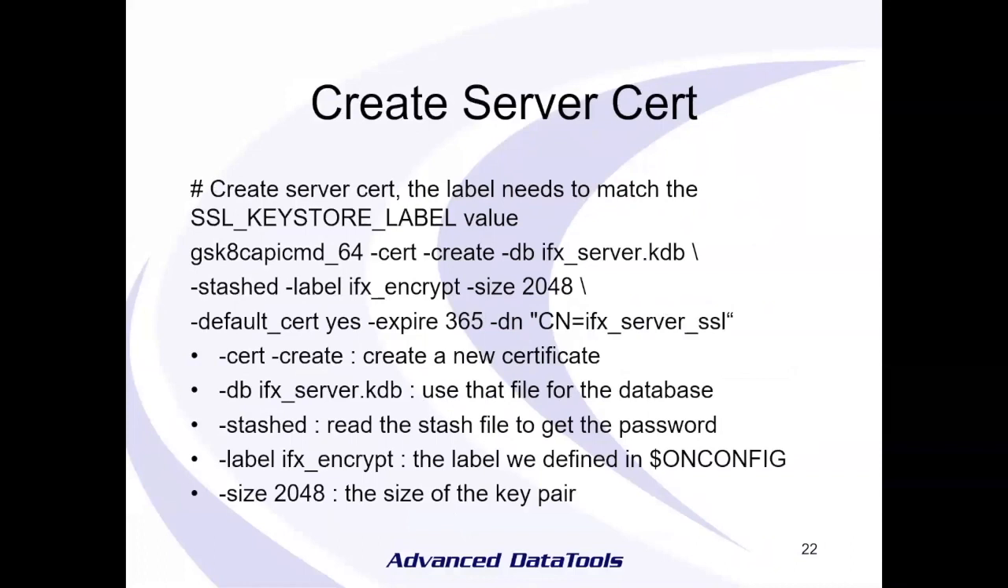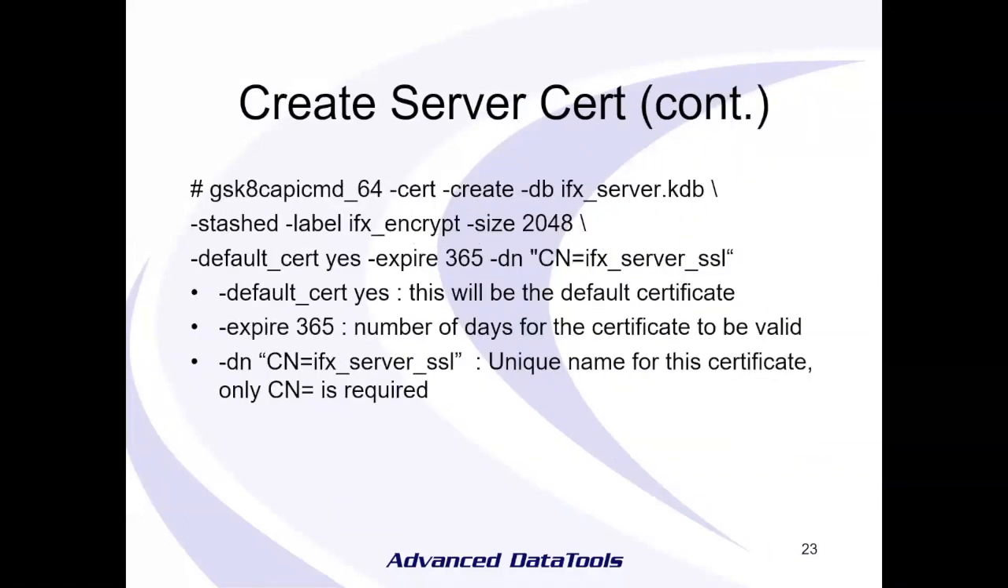The next one is default cert. So if you're dealing with multiple certificates in a key store, you probably want to make sure one of them is the default. The default is only used if you don't have a label defined in the onconfig. So if you've forgotten to do that, it'll pull whatever the default certificate is. I generally recommend always having it defined. It just makes life a lot easier if you're not having to guess. Next one is expires. I'm actually going to jump to the next slide here because I spell everything out on those. So expire.